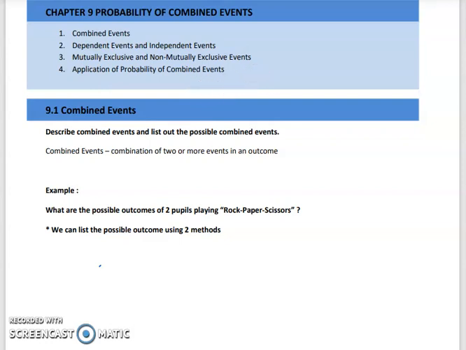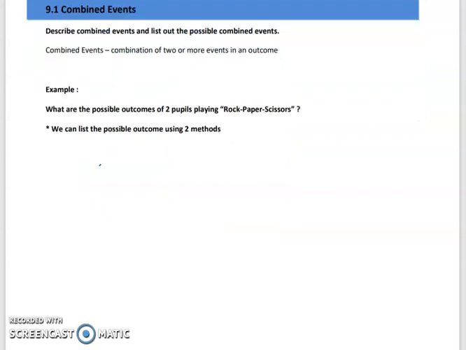Right, so let's start. First thing first, what is a combined event? So a combined event is a combination of two or more events in an outcome. And in this first part, we will be listing out the possible outcome for combined events.